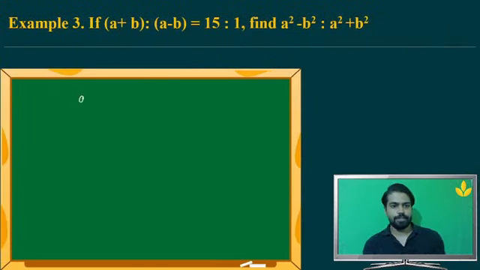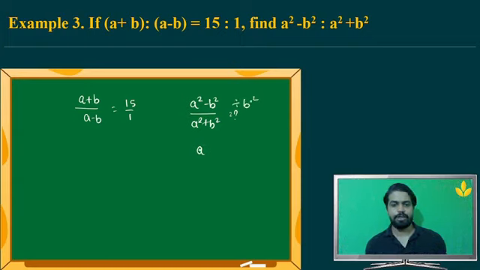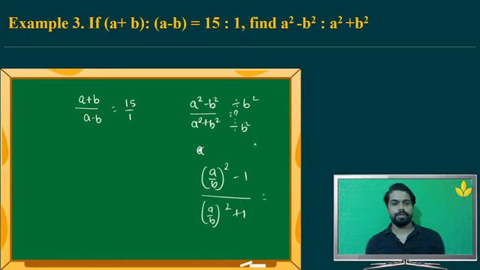So let's look at this interesting question. They are given (A plus B) by (A minus B) is equal to 15 is to 1. And what I have to find out is (A square minus B square) divided by (A square plus B square). I have to find this value. Let me simplify this. Divide the denominator and the numerator by b square. So what I get here is (a by b) whole square minus 1 by (a by b) whole square plus 1. That means to find out this value, I just need to know what a by b is.